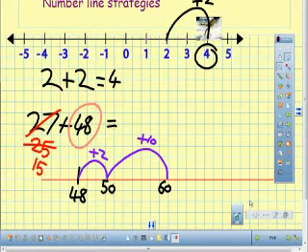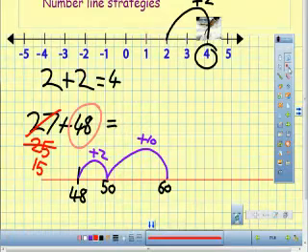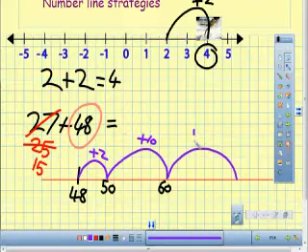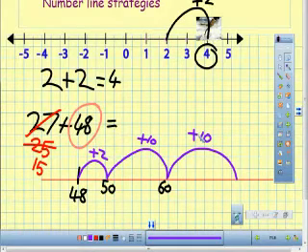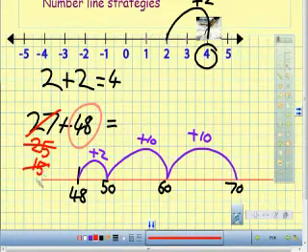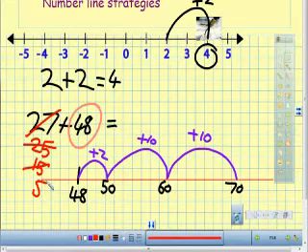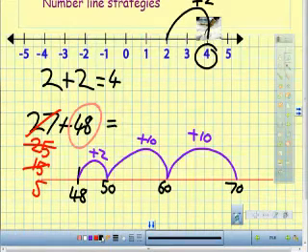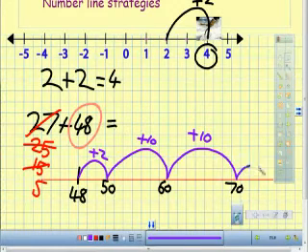So at the moment, I've gone from 48 to 50, I went up 2, and then I went up another 10 to 60, and that's working out pretty good for me. And so now I'm going to go up another 10, and that's going to take me to 70. And remember, I have to take that 10 off here, and that leaves me with 5. So that's all I've got left, is to go 5. So I'm now going to go my 5. There I go.